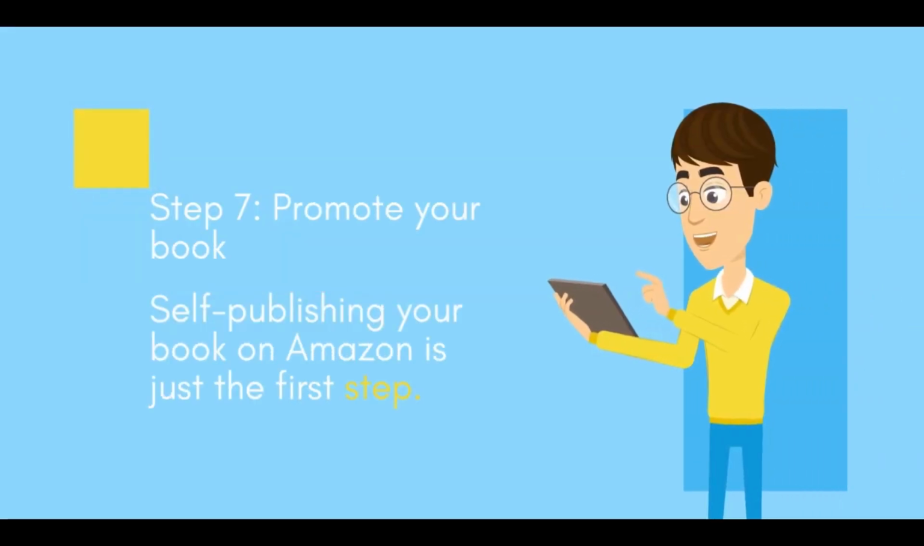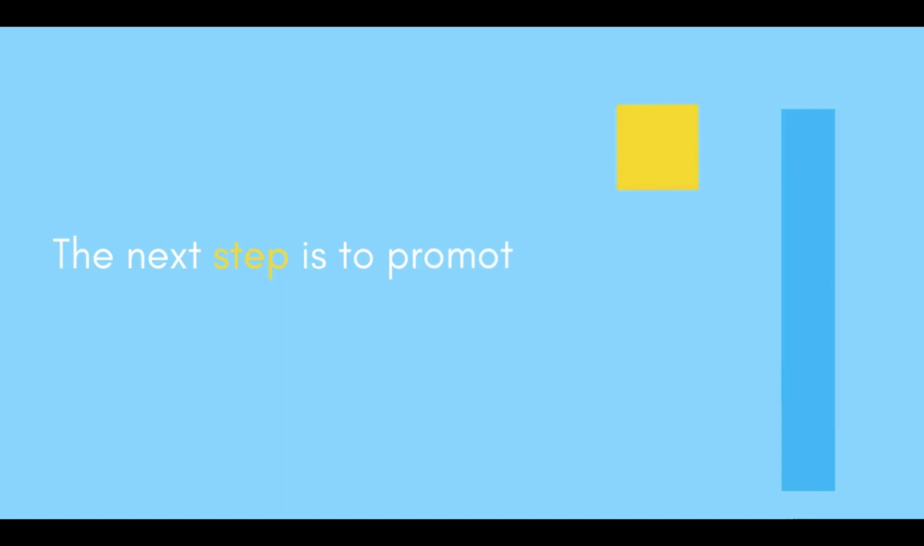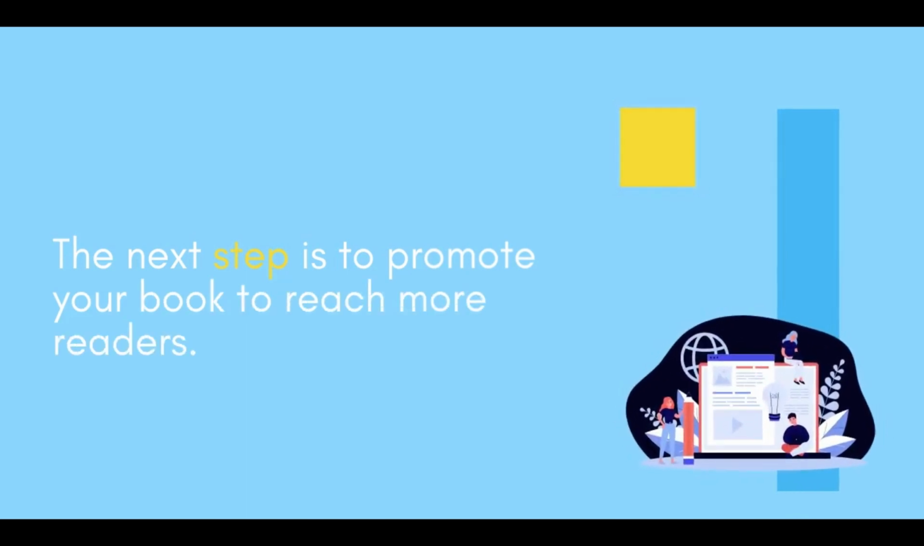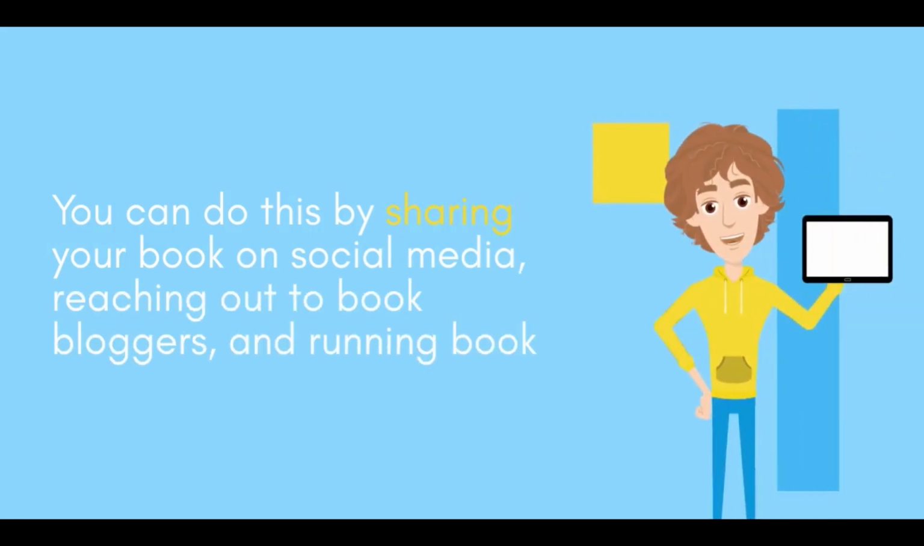Step 7. Promote your book. Self-publishing your book on Amazon is just the first step. The next step is to promote your book to reach more readers. You can do this by sharing your book on social media, reaching out to book bloggers, and running book promotions.